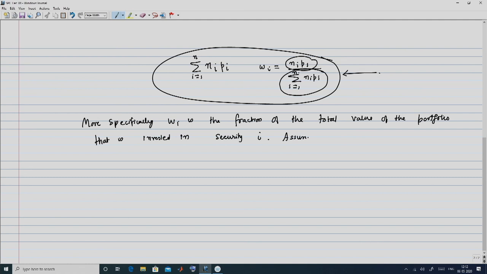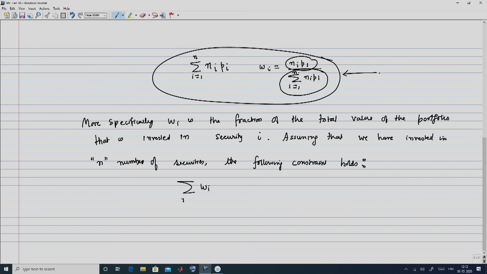So assuming that we have invested in n number of securities, the following constraint holds. And this constraint is that summation Wi, i equal to 1 to n, is equal to 1. So if you observe here, this summation Wi, i equal to 1 to n, is simply going to be summation ni pi, i equal to 1 to n, divided by summation ni pi, i equal to 1 to n, which is equal to 1. So essentially this means that all the fractions have to add up to 1.